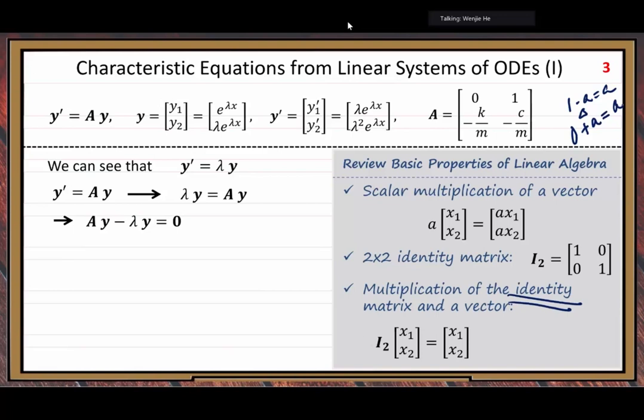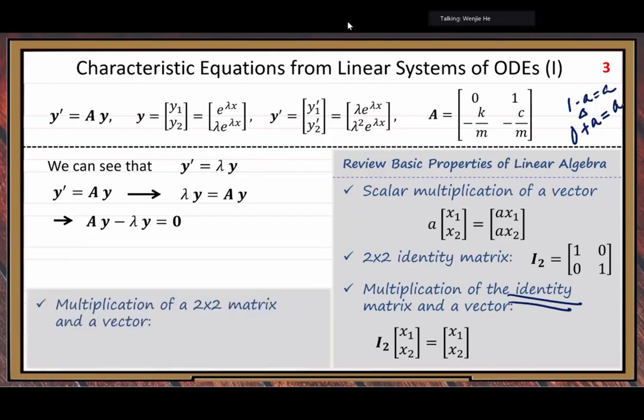So we need to factor this common vector out. Why? We want to factor the y vector out. Then, after you factor y out, for this lambda, the second term, you need to use the identity matrix. Otherwise, you get something wrong. You get an expression not compatible. So let me show you the factorization step. Multiplication, 2x2 matrix and a vector.